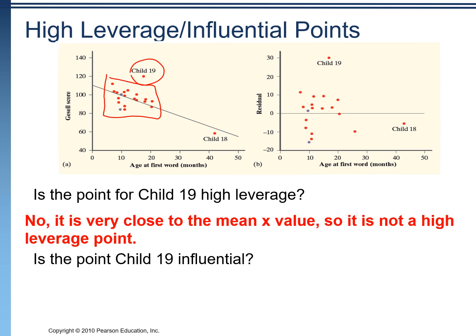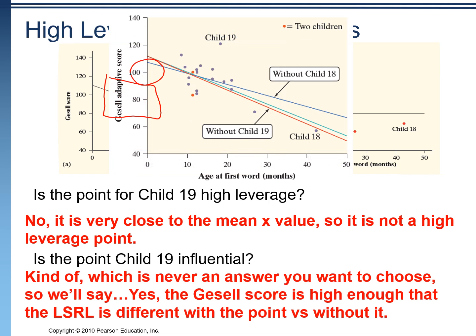Is it influential? Here's another graph showing what all these regression equations look like with child 18, that was the one way out to the right there. You see we have this blue line that's much different than the green one here, which is without either of these points. Without child 19, it's that red one. So it's a little bit different.